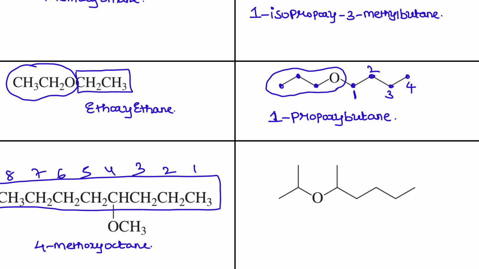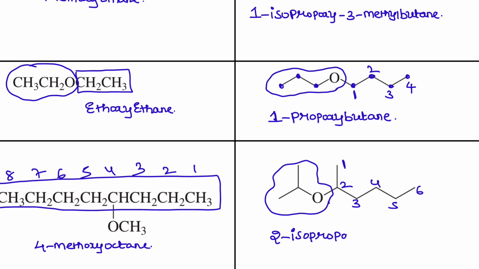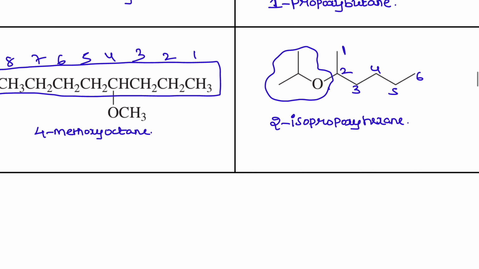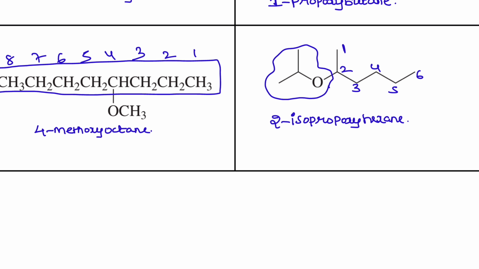octane. Now, this is ether. This is with 3 carbons. This is with more than 3 carbons. You can see 1, 2, 3, 4, 5, 6. So, understand how to select the longest chain carefully. So, don't commit any mistakes. So, this is the long chain 1, 2, 3, 4, 5, 6. And this is isopropoxy. Therefore, it is 2-isopropoxyhexane. 2-isopropoxyhexane. So these are some examples of ethers.